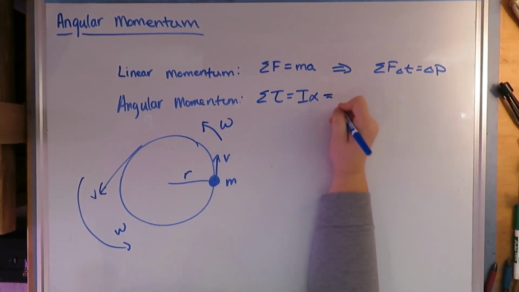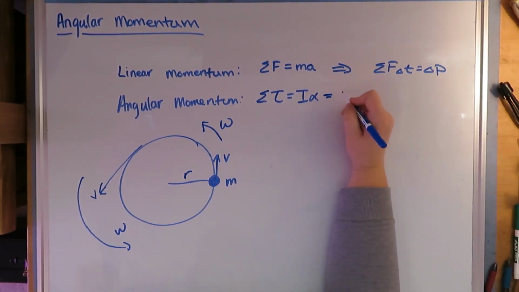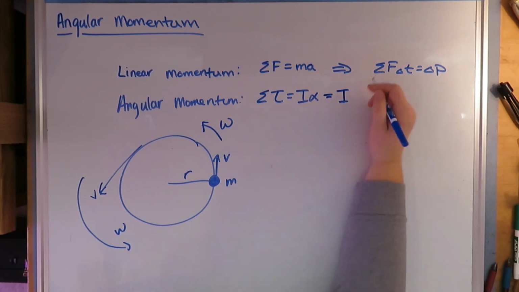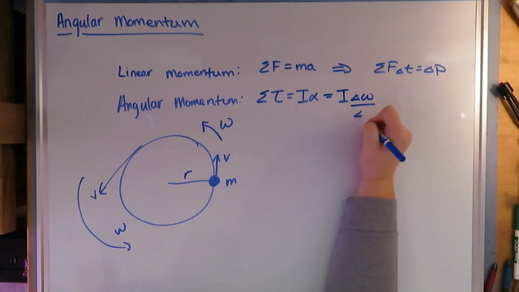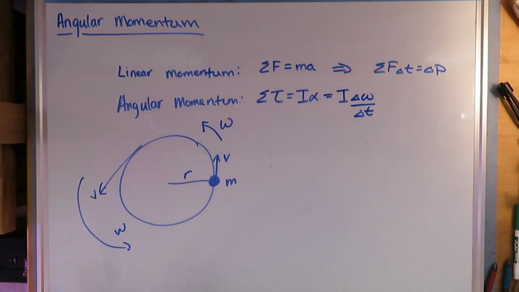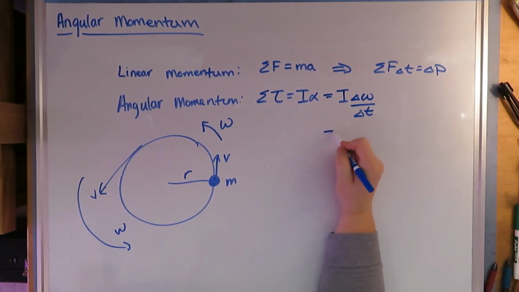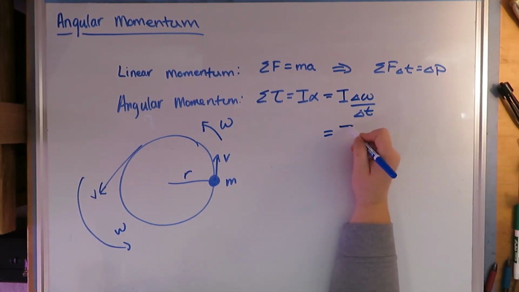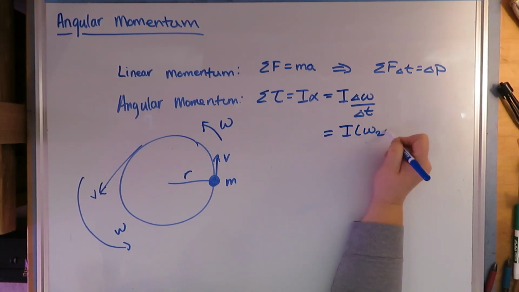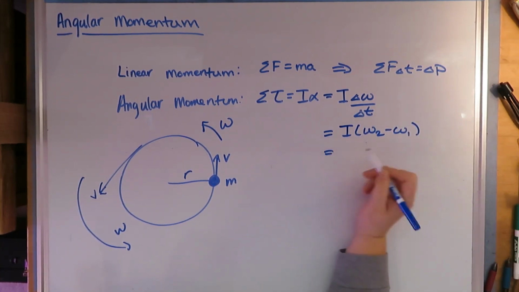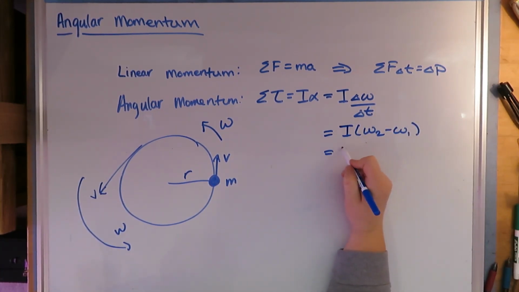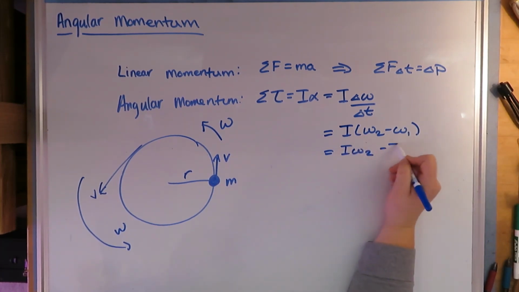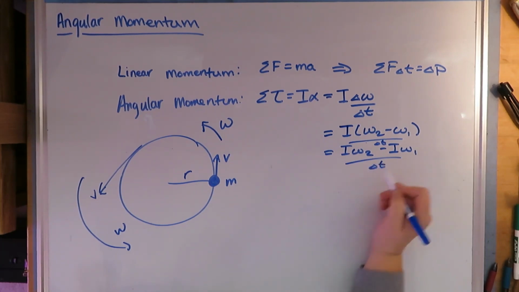So if I replace alpha with a change in omega over the change in time, I can go through this same process. I have I times change in omega. If I'm assuming that I is constant through this, then I can say I times (omega 2 minus omega 1), and then I omega 2 minus I omega 1. Oh, I forgot my change in time there. Over the change in time.